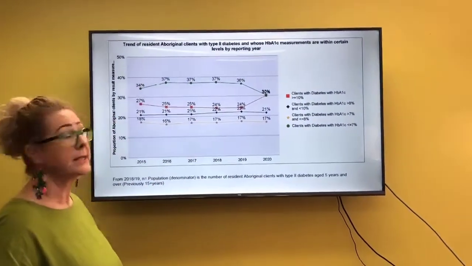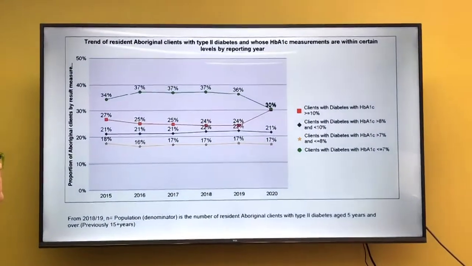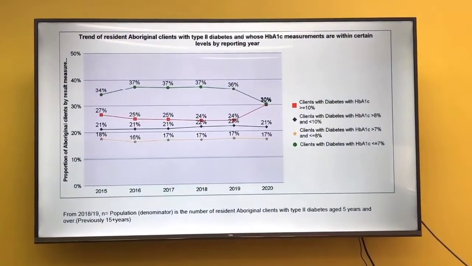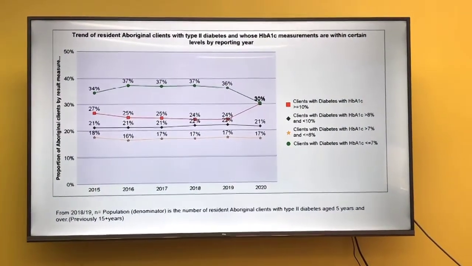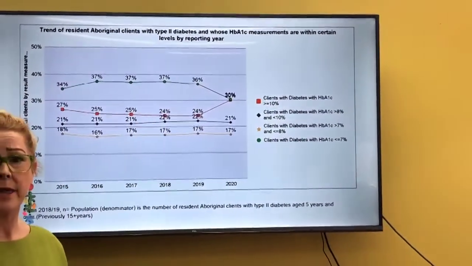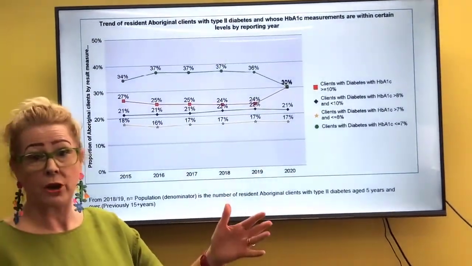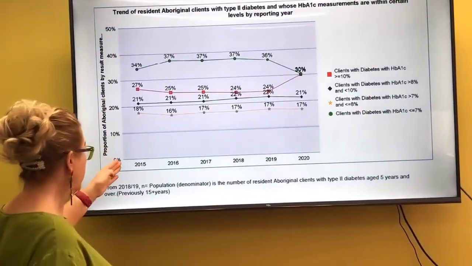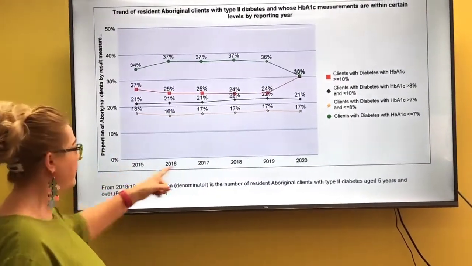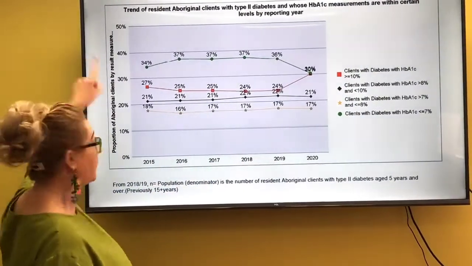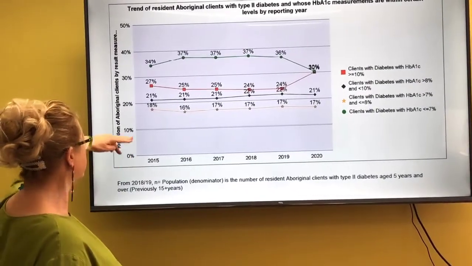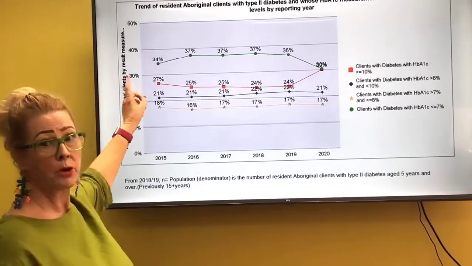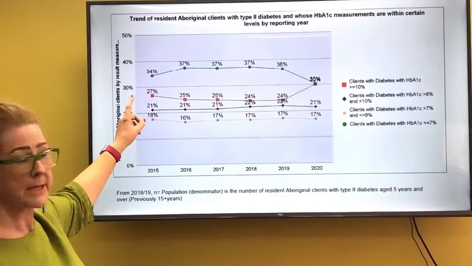So the graph we're looking at has the title of The Trend of Resident Aboriginal Clients with Type 2 Diabetes whose HbA1c measurements are within certain levels by reporting year. So we're looking at diabetics and their HbA1cs and how they've travelled over a period of time. When we look at the axis along the bottom, the X, it's a time frame from 2015 to 2020. When we look down the left-hand side, it's giving us 10% increments from 0% up to 50%. And this is the proportion of diabetics and their HbA1cs.